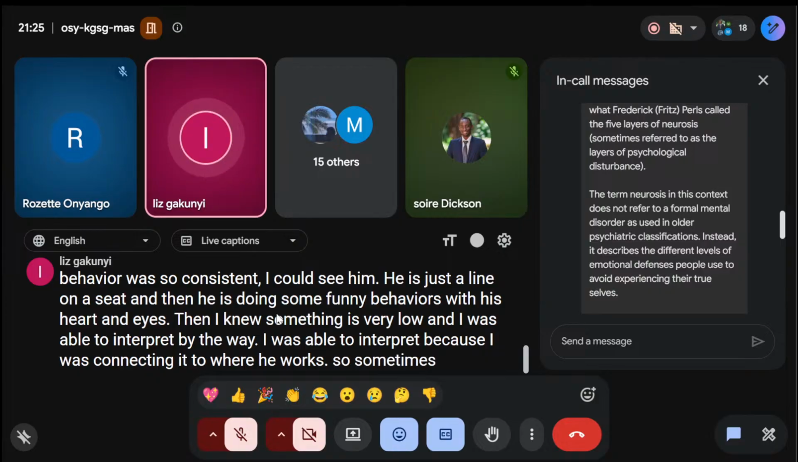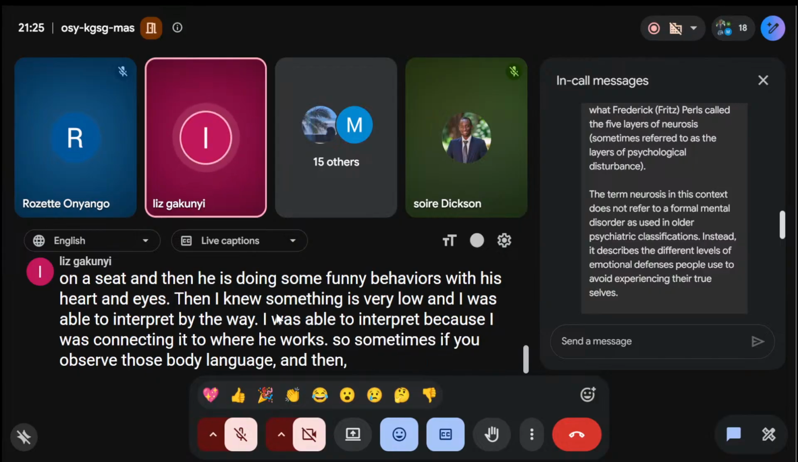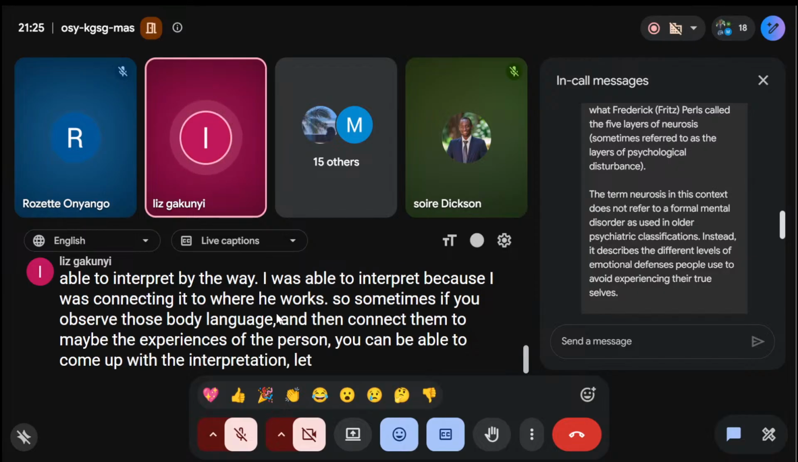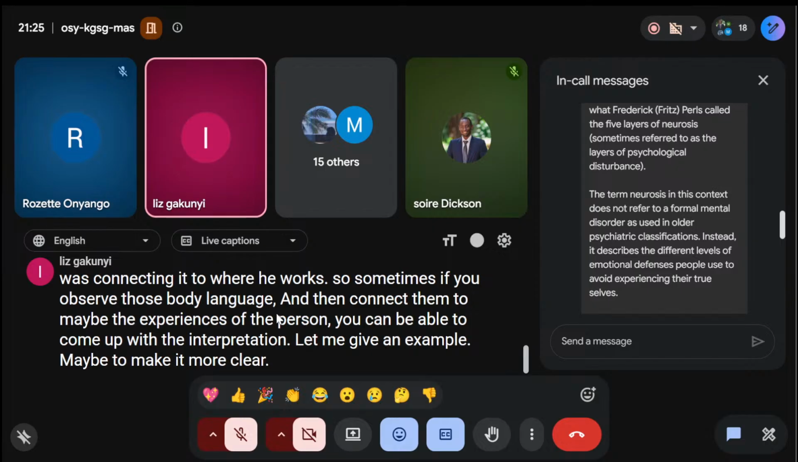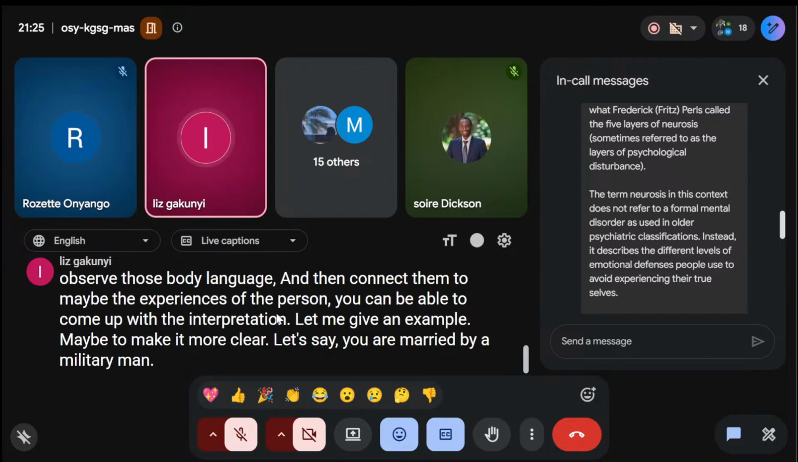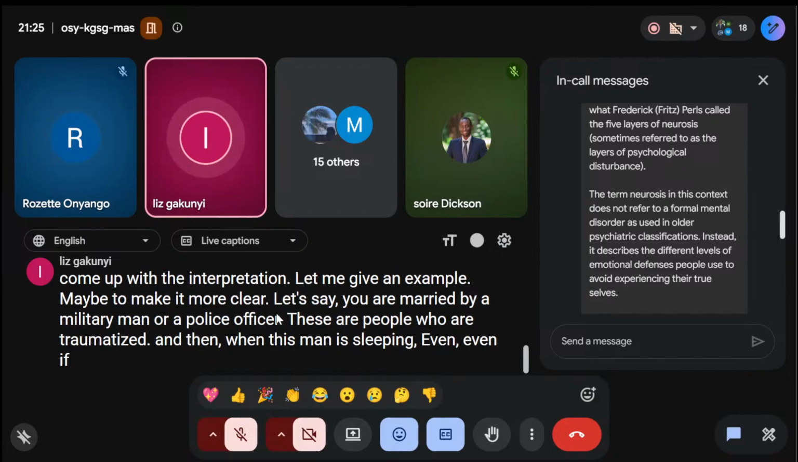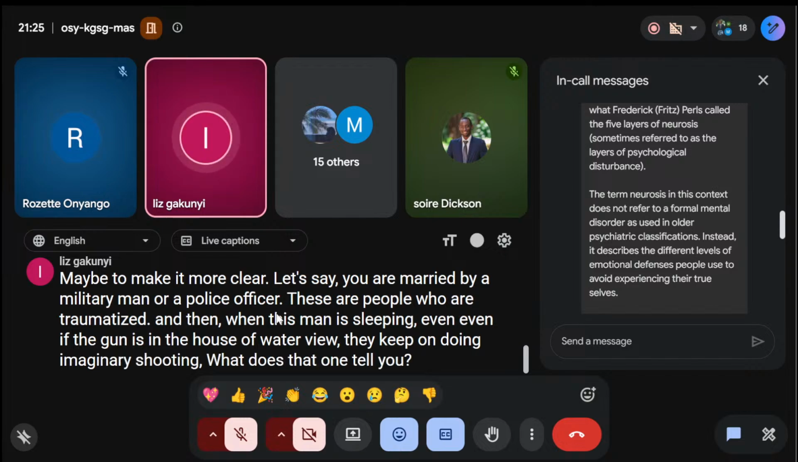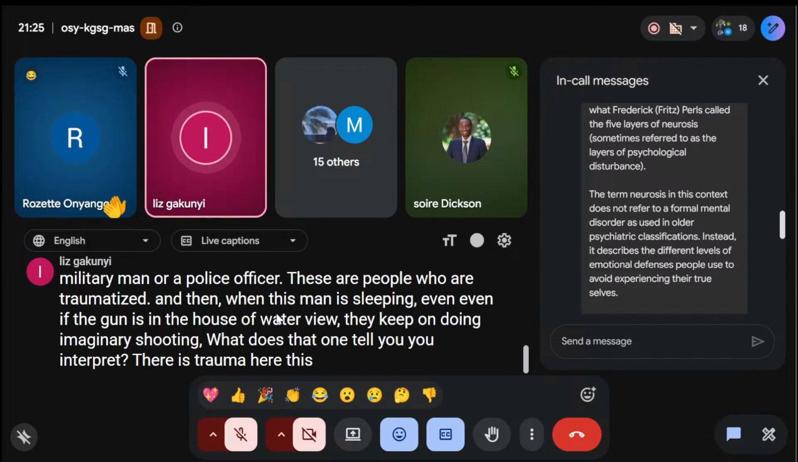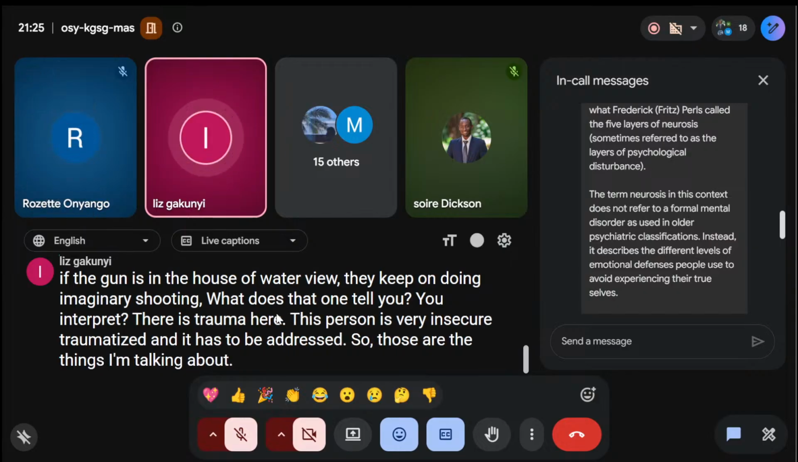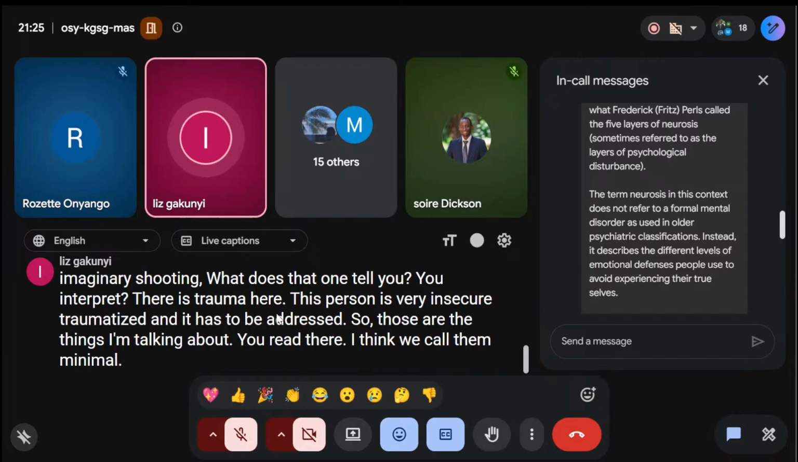So sometimes if you observe those body language cues and connect them to the experiences of the person, you can come up with an interpretation. Let me give an example to make it clearer. Let's say you are married to a military man or a police officer. These are people who are traumatized. When this man is sleeping, even if the gun is in the house, he keeps doing imaginary shooting. What does that tell you? You interpret there is trauma here. This person is very insecure, traumatized, and it has to be addressed. So those are the things I'm talking about. You read them. I think we call them micro-expressions, if I'm not wrong.